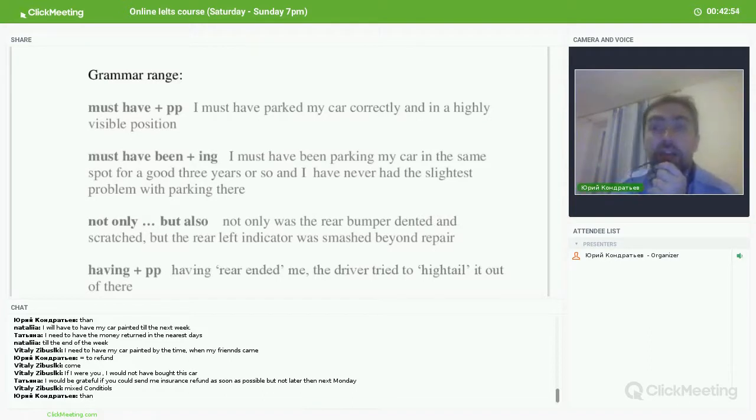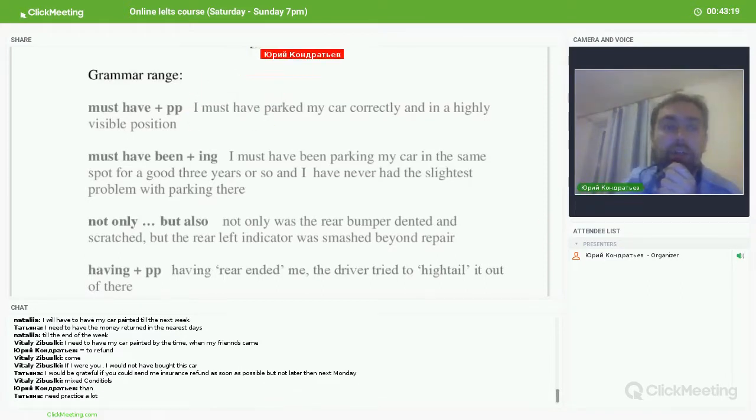They will sound quite natural, and the grammar range will be good enough for a 9. So this letter will become a band 9 letter, just by adding 8 sentences. You can use these constructions in essays as well, and in your speaking part. So don't forget about this.